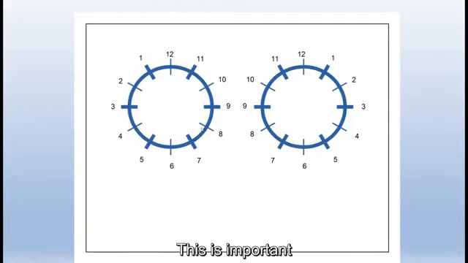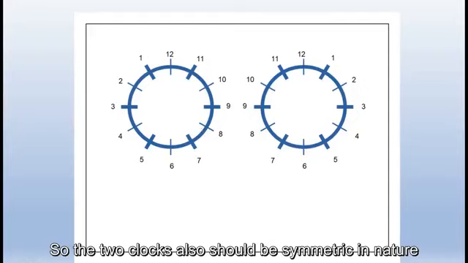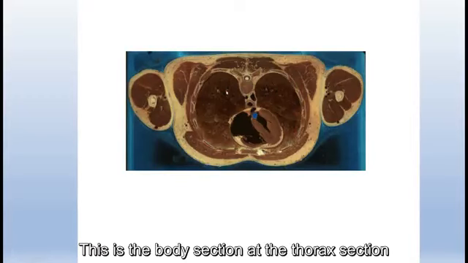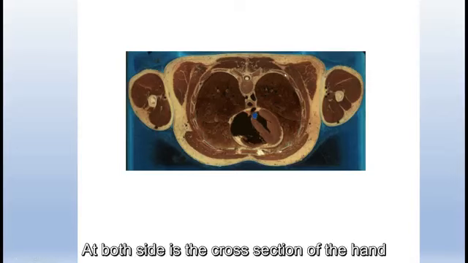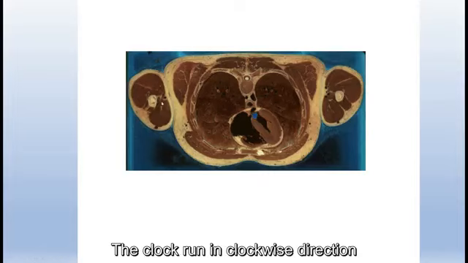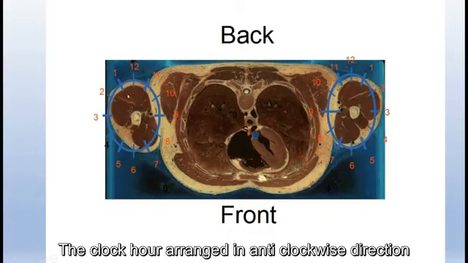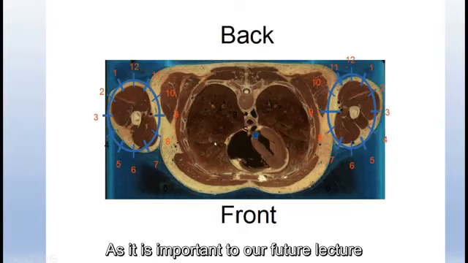This is important, as our body is symmetric in many ways, so the two clocks also should be symmetric in nature. Now, this is the body section at the thorax section. As you can see, the lung, the heart, the rib and spinal cord. At both sides is the cross section of the hand. Right side of the screen is the left hand of the patient. The clock runs in clockwise direction. Left side of the screen, the clock hours are arranged in anti-clockwise direction. Remember this well, as it is important to our future lecture.